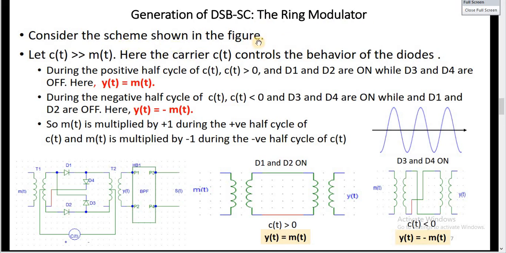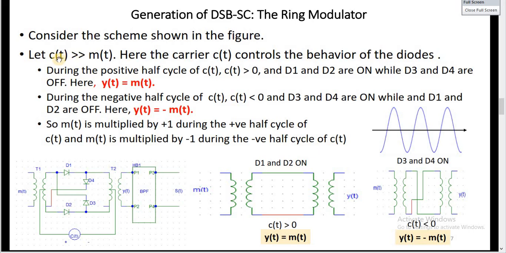Consider the scheme shown in the figure. We have a transformer. M of t is applied to this side of the transformer, and we have this side of the transformer. We have another transformer and another transformer and a bandpass filter. The carrier is applied between the center of this transformer and this transformer. Also, we have four diodes, D1, D4, D2, and D3. These diodes are connected in a form which is called the ring.